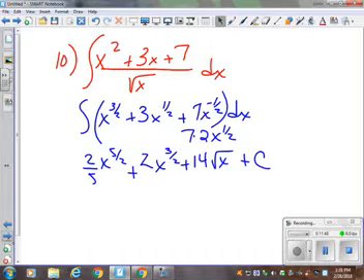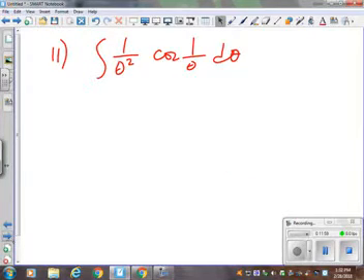Now, in my next question, I have another trig one. And this one's not really any harder than the last one, but it is a little bit different because of the way it's written. So I'm integrating 1 over theta squared times the cosine of 1 over theta. So inside the trig is your u.